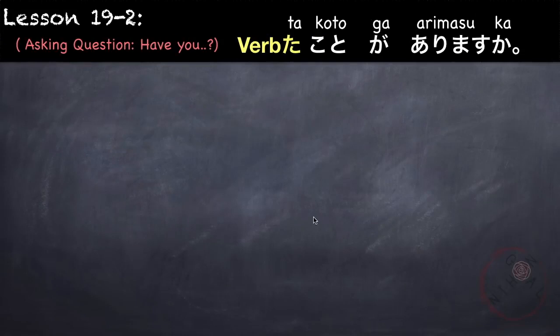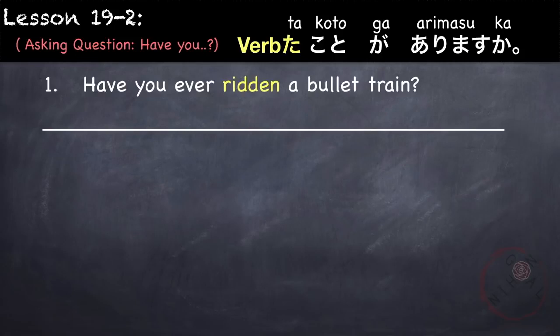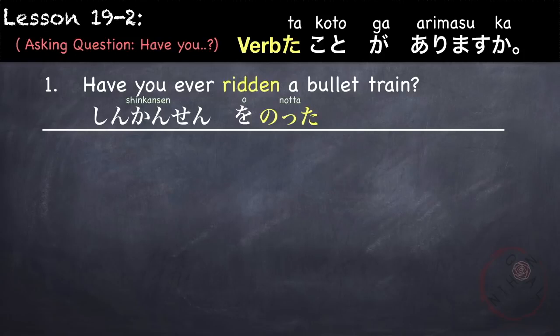Next is asking questions using this pattern. So by now you know the drill. All you have to do is add ta at the end. For example, have you ever ridden a bullet train? Bullet train is shinkansen. O, so our verb is ride, which is norimasu. In ta form, it is notta. Shinkansen ni notta koto ga arimasu ka?